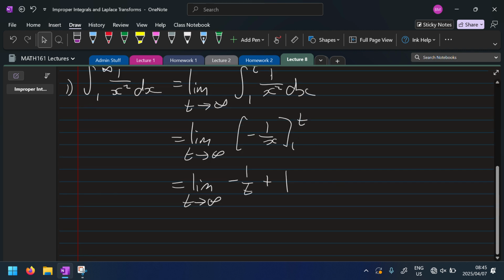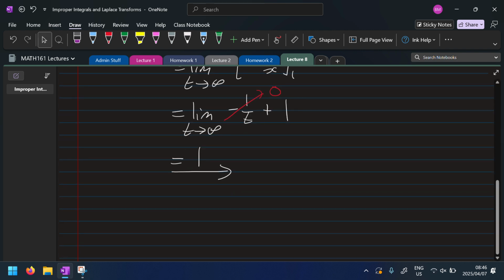Okay, so once the integration is done, then it just becomes a limit problem, right? Exactly what we did last year. Just a normal limit problem. So here t is going to infinity, 1 over t is going to go to 0, and we're just left with 1. So here this goes away to 0, and here this is just 1. So notice we have an infinite integral. It's from 1 all the way to infinity, but the area under this curve is just 1.